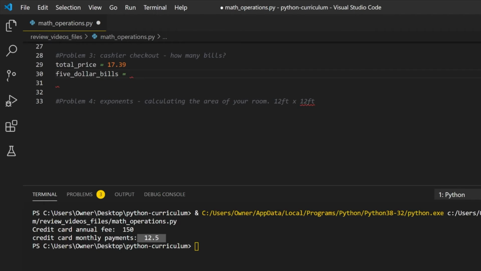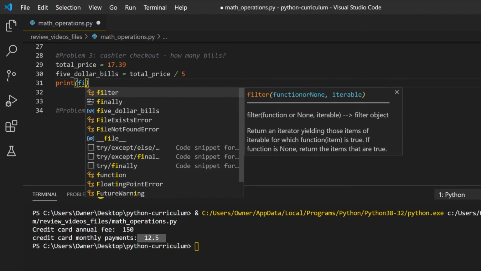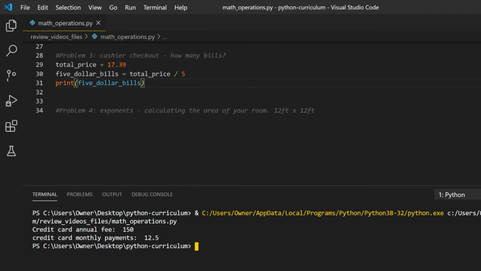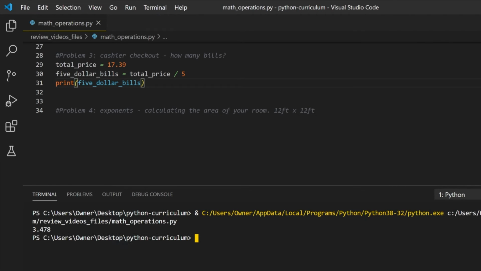So to do that, we're not going to use division. We're going to use something called integer division, and I'll explain that a little bit more as we go. So $5 bills is just going to be our total price, but not divided by 5. We're going to do integer division by 5. So see, if we just divided it by 5, and I'll go ahead and print this out so we can see it. We're going to print out the amount of $5 bills, and this is going to give us some decimal point, right? Because we're doing $17.39 divided by 5. So it's giving us 3.478, but we don't want that .478. We just want to know, okay, we need 3 $5 bills.